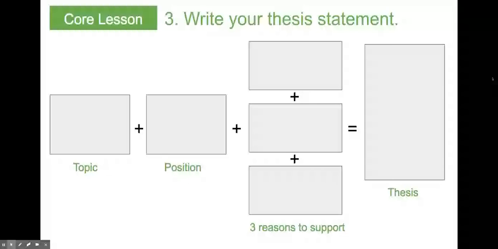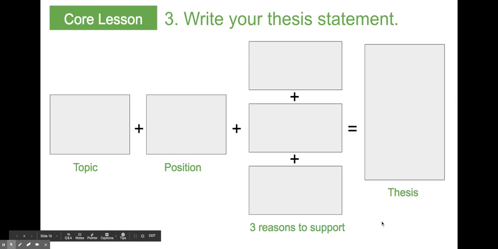The third step is to then write your thesis statement. This is a great organizer to help you organize your ideas. You first want to come up with your topic. Then, what is your position? Are you yay or nay, yes or no, should or should not? Then, your 3 reasons, 1, 2, and 3. And then you combine them all into a strong thesis statement. Let's see how this will look with our sample idea about teens being able to vote.